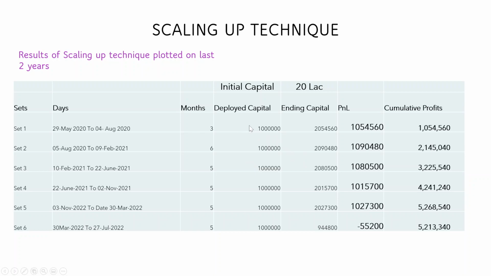So every time you get a profit of 10 lakh, you withdraw that money and start from where you would want to start, that is 10 lots, right? And you keep doing this cycle. So this sheet is a backtest or a projection of the last 2 years on our model, right? With this particular scaling up technique.